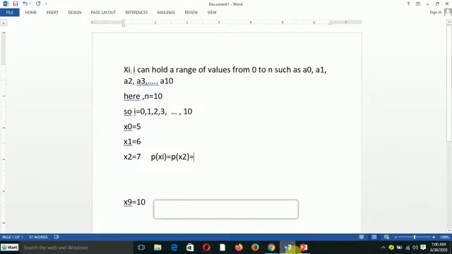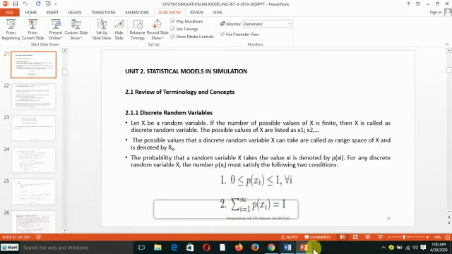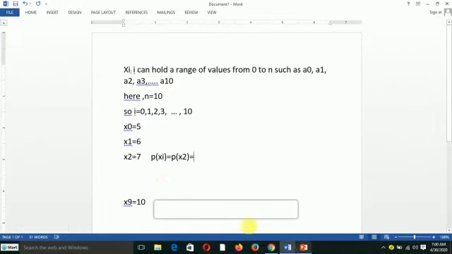What does it mean? It means that there is a probability that x can hold any value from here. The probability that x can hold the value 5 is called p(x0). p(x0) will be equal to 1 out of 10, because we know the number of values is finite. The probability to hold one value is 1 out of 10.